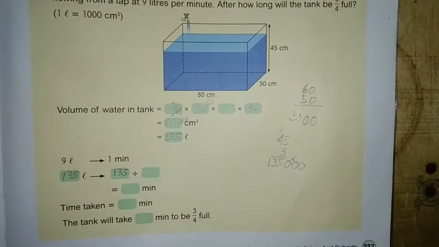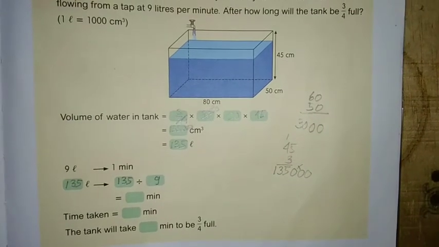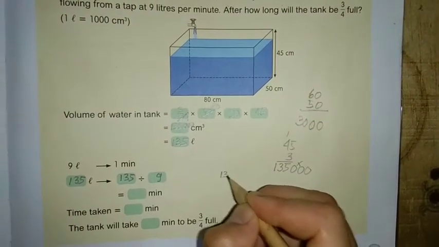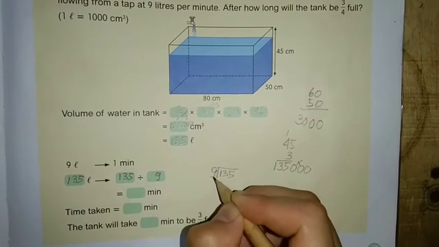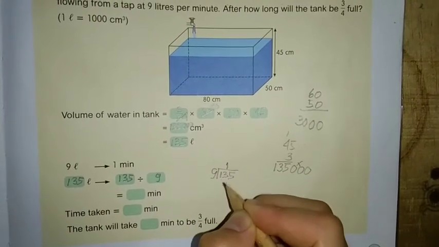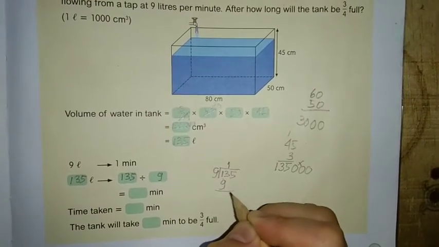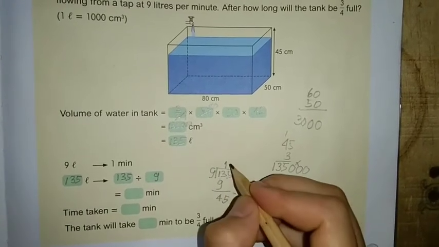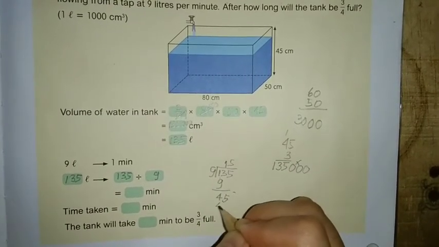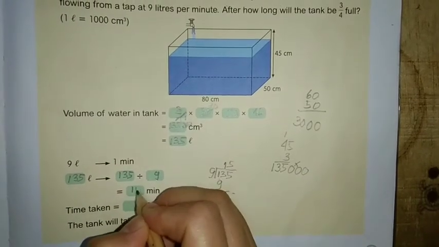135 divided by every 1 minute there are 9 liters of water flowing. Let's divide together. 135 divided by 9. 13 divided by 9 is 1. 1 times 9, 9. Okay, we subtract. 13 minus 9 is 4. 45 divided by 9 is 5. 5 times 9, 45. So it is 15 minutes.